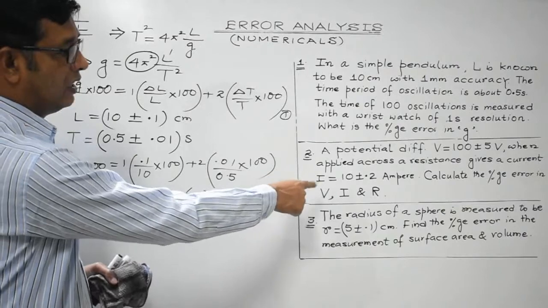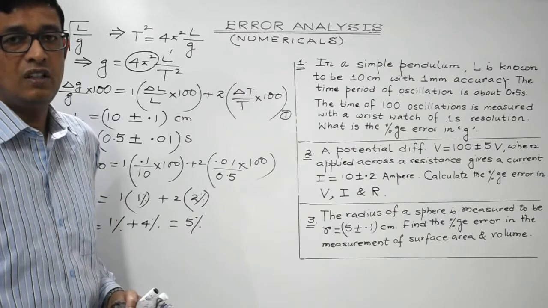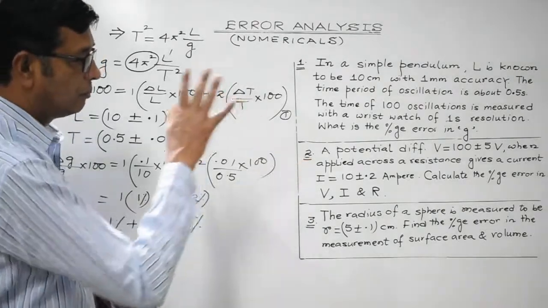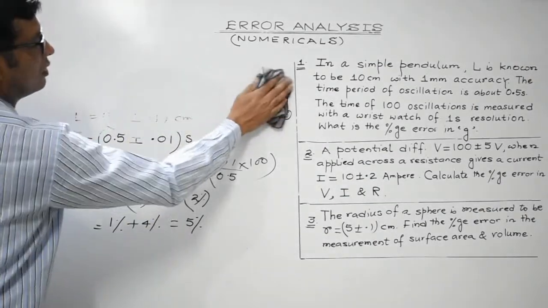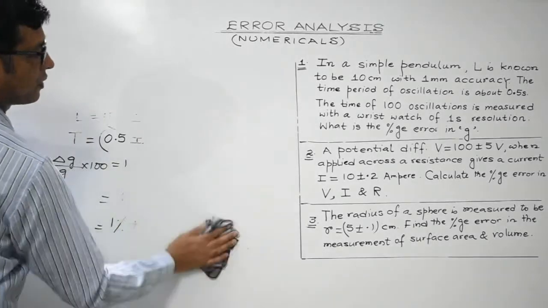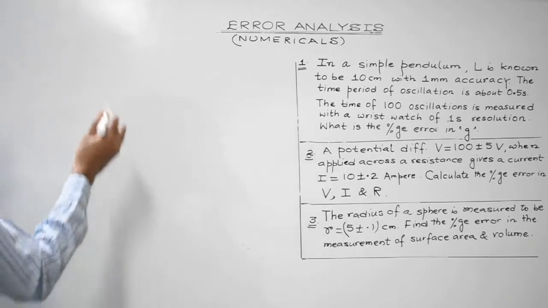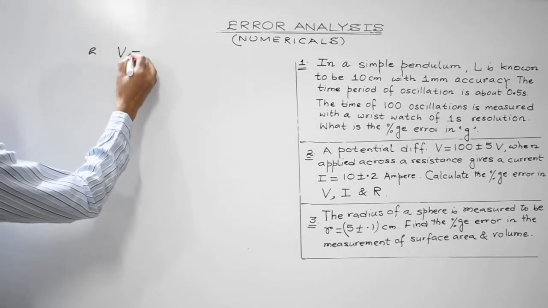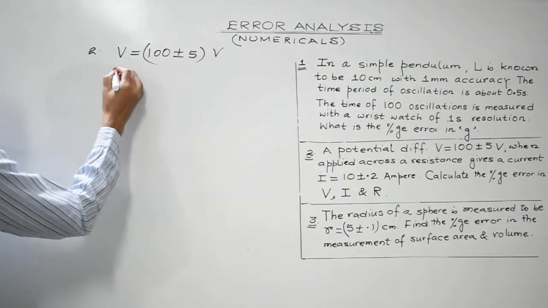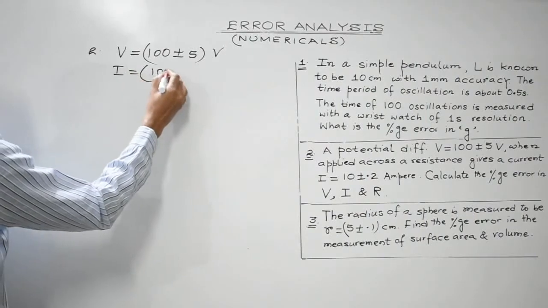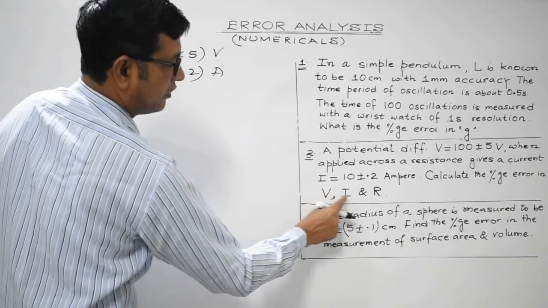So here V, I and R: I and V are given, so resistance is to be found, and it has to be expressed in terms of percentage error, right? So let's proceed towards the second question. As I stated, here we will make use of Ohm's law. Potential difference is given to be 100 plus minus 5 volt, right? Current is given to be 10 plus minus 0.2 ampere. So we need to find out the percent error in V, I and R.